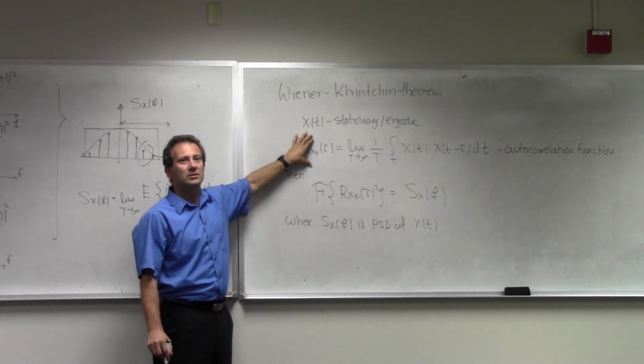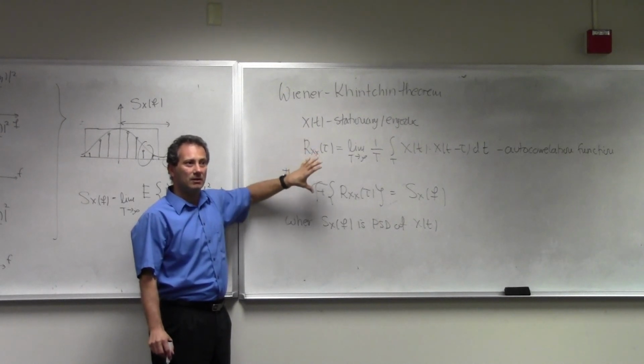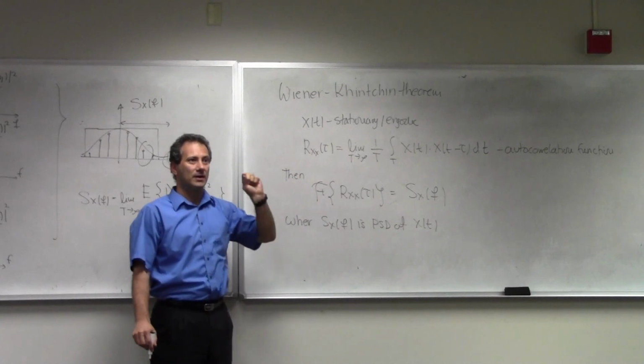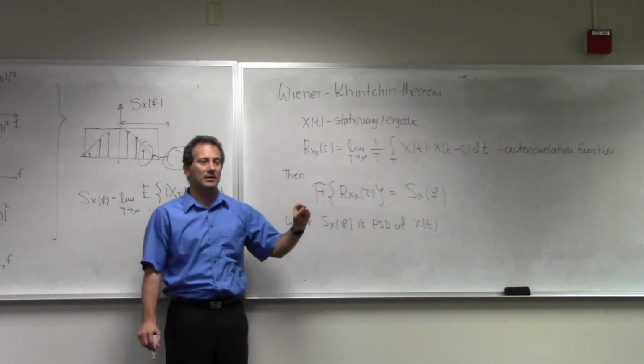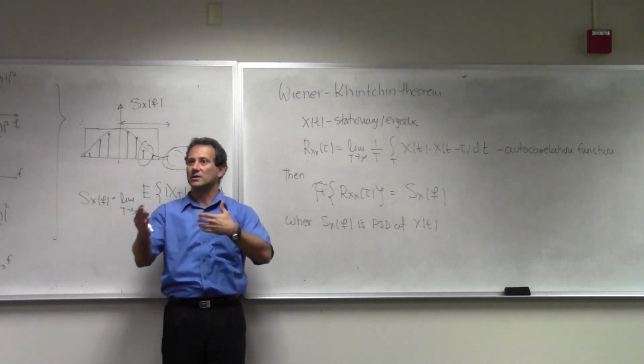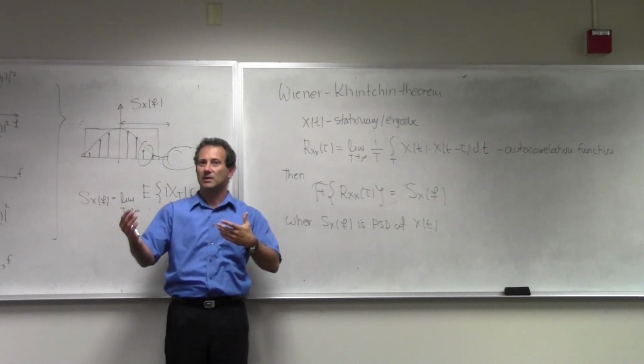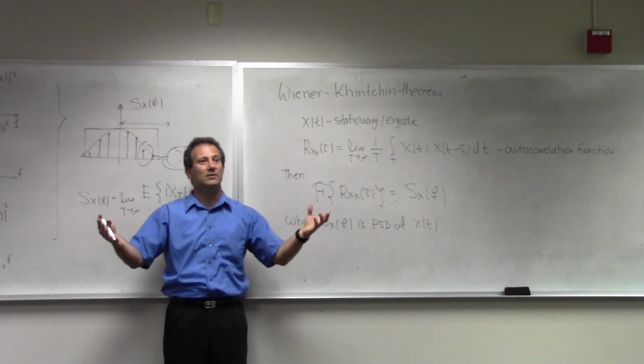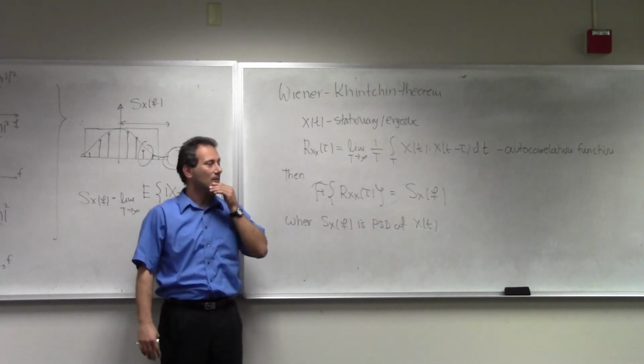We didn't know its physical interpretation up to now. Now we are able to say why we need the autocorrelation function: because if I know the autocorrelation function, I get the power spectral density. They're Fourier transform pairs, two sides of the same coin. They tell us the same thing, the behavior of the signal in the time domain.